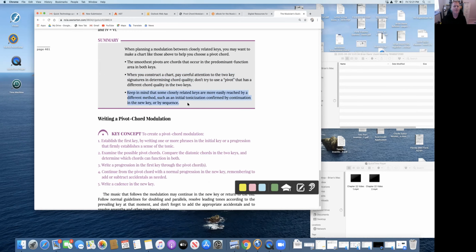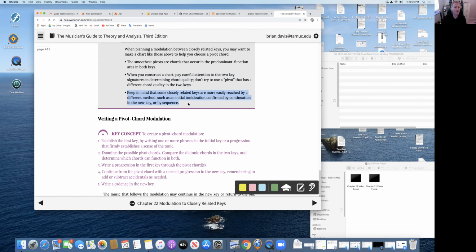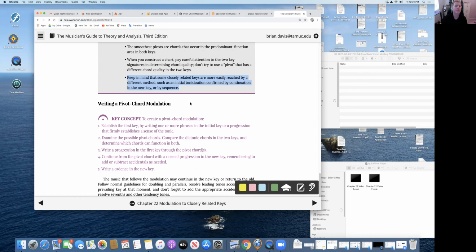Okay, keep in mind, some closely related keys are more easily reached by a different method. Sometimes you just initially tonicize it, and you confirm that by just continuing in the new key or by sequencing around. Okay, and then here are your key concepts.